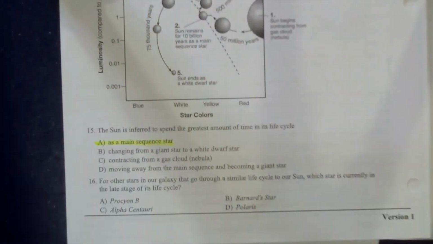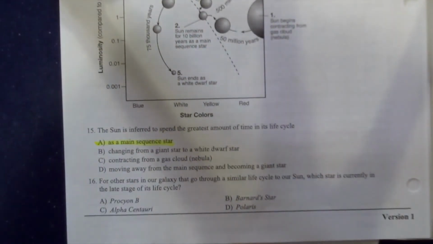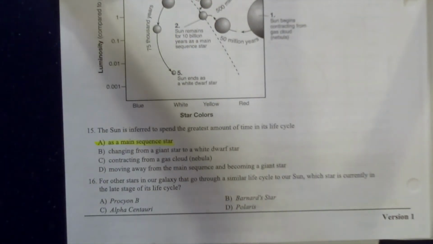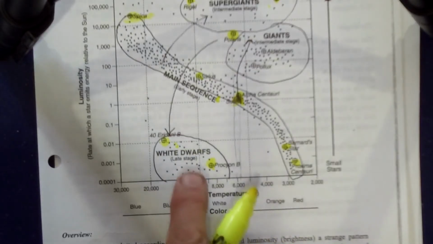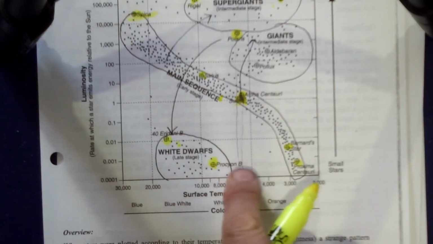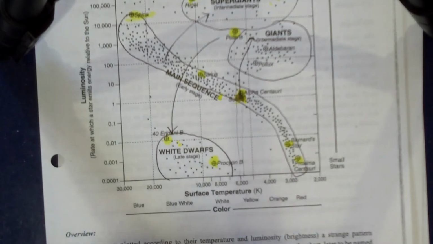Number 16, for other stars in our galaxy that go through a similar life cycle to our sun, which star is currently in the late stages of its life cycle? The late stage of the life cycle would be the white dwarf stage. 40 Eridani B and Procyon B are both stars that are in the late stage of their life cycle.